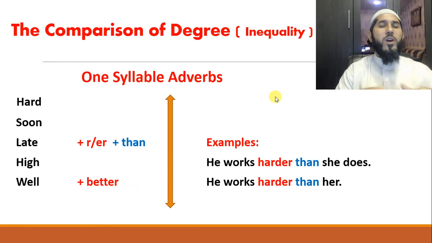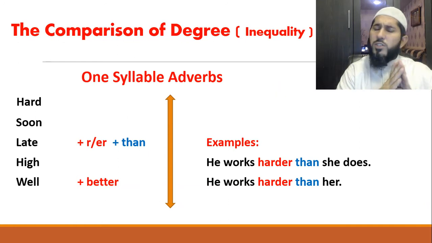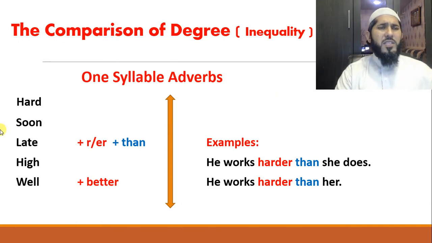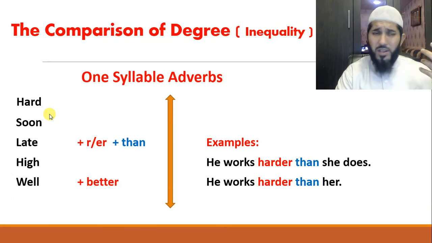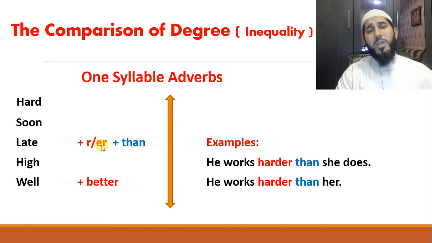So now we have one syllable adverbs, and there aren't too many. I've brought some of them over here, like hard and soon and late and high and well. Okay. So if your adverb is a one syllable adverb and you want to use the comparative degree in your sentence, then you just add R or ER. Like late, this word already has E, so we just add R. But like soon, sooner, hard, harder, high, higher.